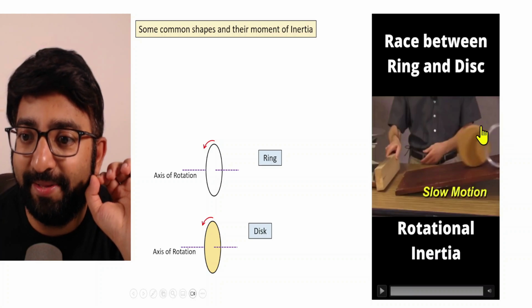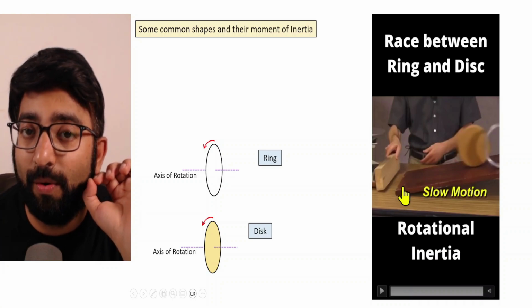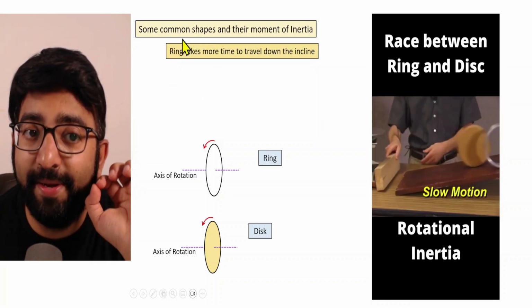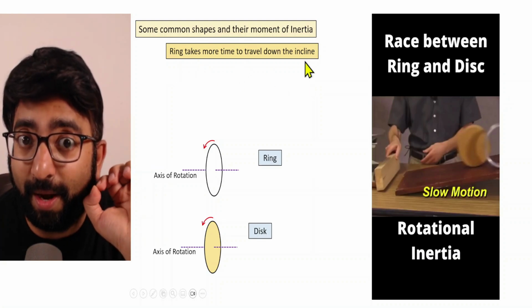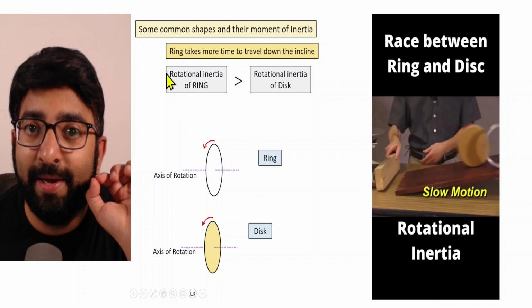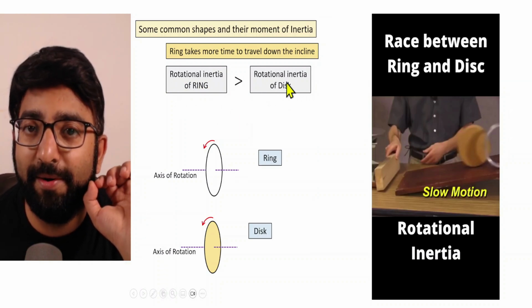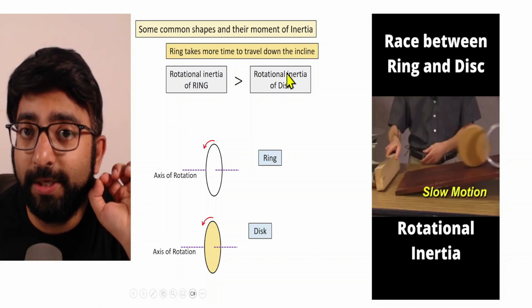And here also you can see that the disk is moving much faster than the ring, and hence it reaches the ground first. So what we have observed in this experiment is the ring is taking more time to travel down the incline. Now the deduction from this observation is the rotational inertia of the ring is greater than the rotational inertia of the disk. So this is the deduction from the observation of the experiment.